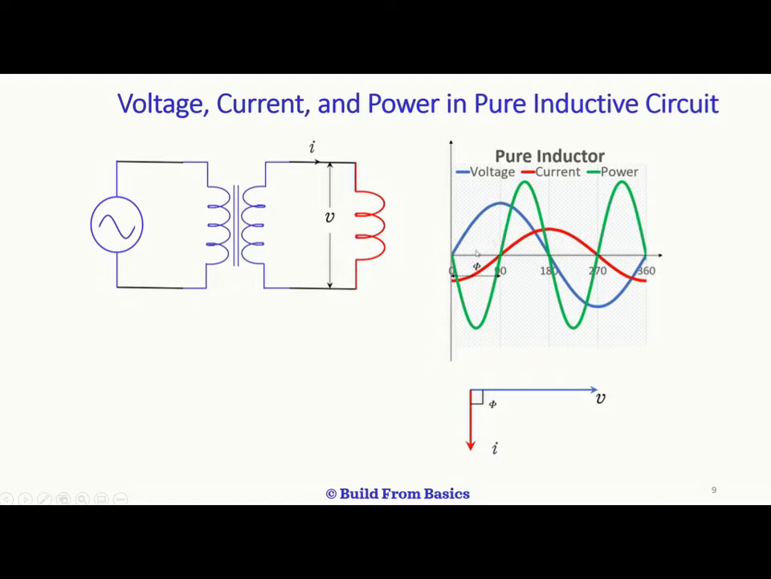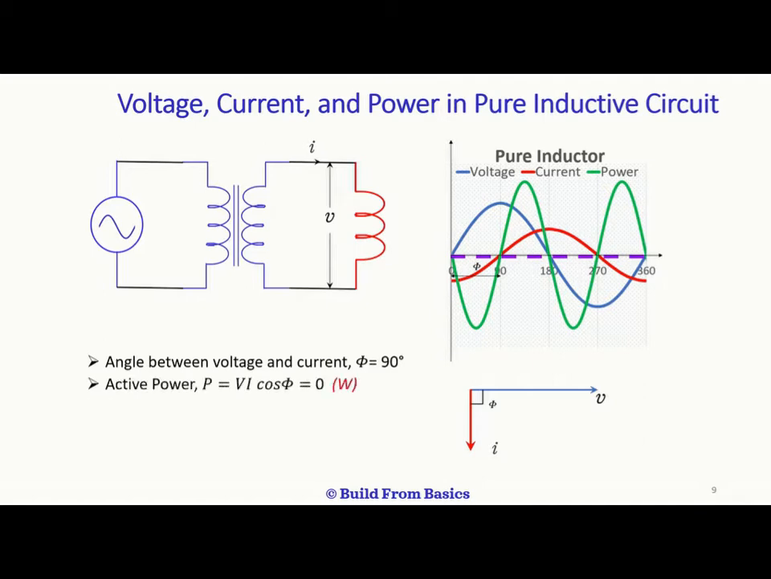But if you see the average of this green curve, the power is 0 because it has equal negative half cycles and equal magnitude of positive half cycles. Basically, the average power, which is the active power across a pure inductor, is 0. The average of the instantaneous power is called active power and it's 0, and it is shown as a dashed line in this figure.